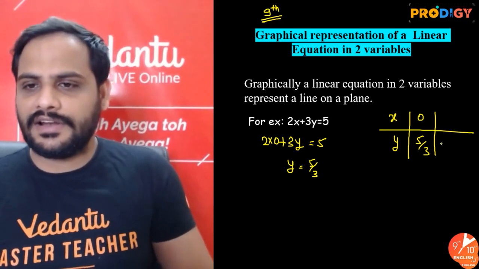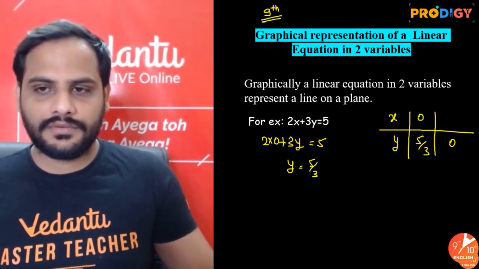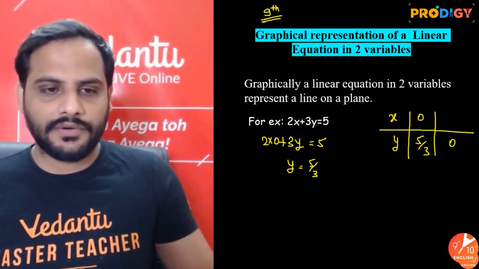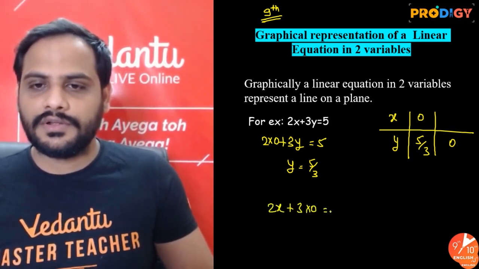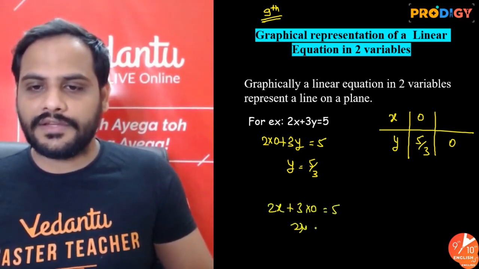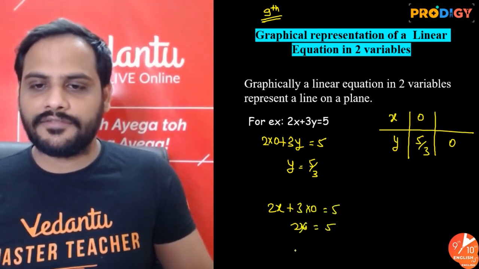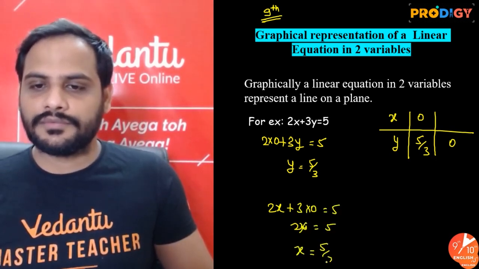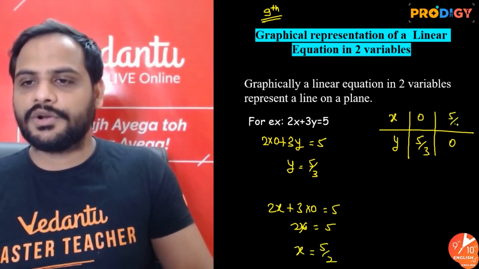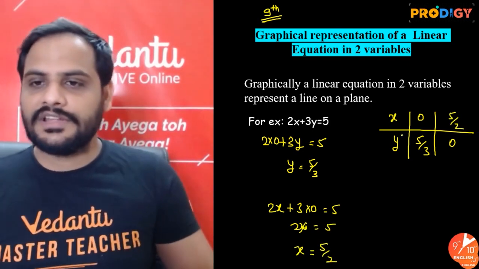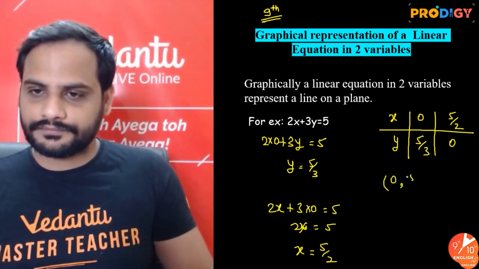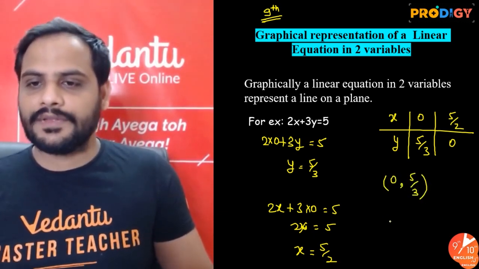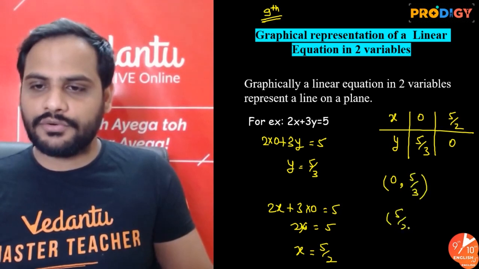Now let's put y equal to 0. This time I have put y equal to 0. So it will be 2x plus 3 into 0 is equal to 5. So 2x is equal to 5, so x is equal to 5 by 2, which is 2.5. So these are the 2 points we have got. First solution (0, 5 by 3). Second solution (5 by 2, 0).